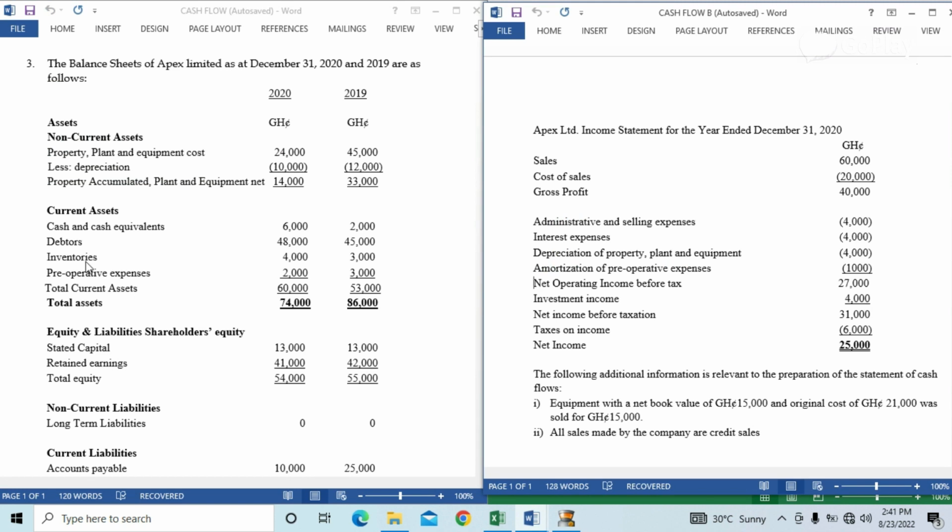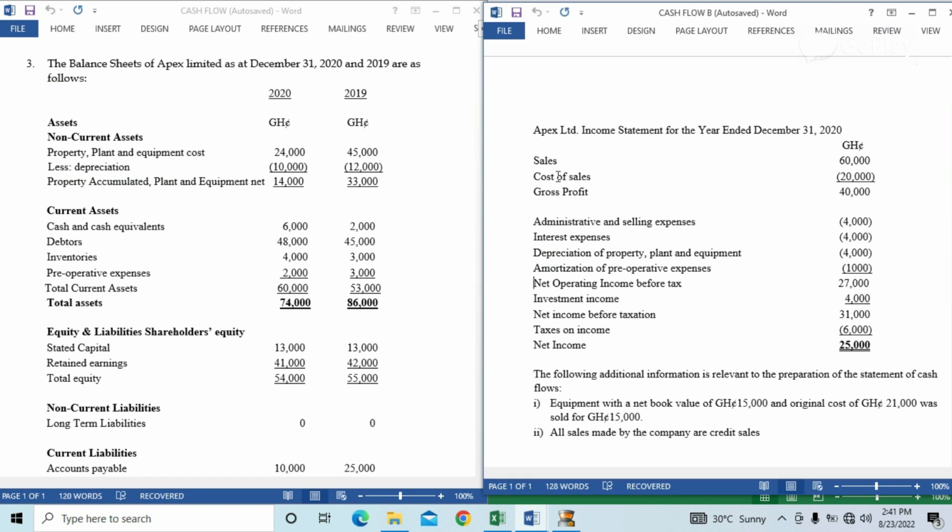So inventories at the start, which is 2019, the amount was 3,000. Then at the end, the amount was 4,000. So do we use inventories in the income statement? Yes. In the income statement, you can find inventories under sales, which is the cost of sales. So the inventories are the raw materials or the goods that we buy to process or we buy to sell. So they are the cost of sales.